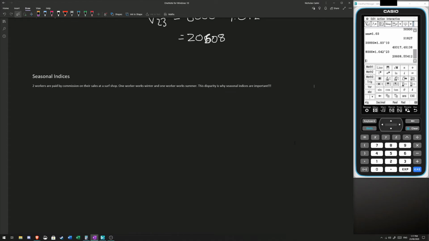Seasonal indices. Now, here's an example that I've just written up that shows why seasonal indices is important. So if commission is, the more you sell, the more money you earn, okay? So 2 workers that are paid by commission on sales at a surf shop. 1 worker works the winter and 1 worker works the summer.